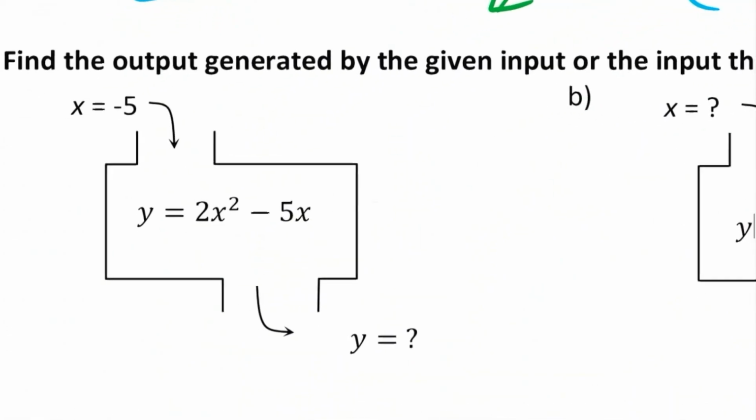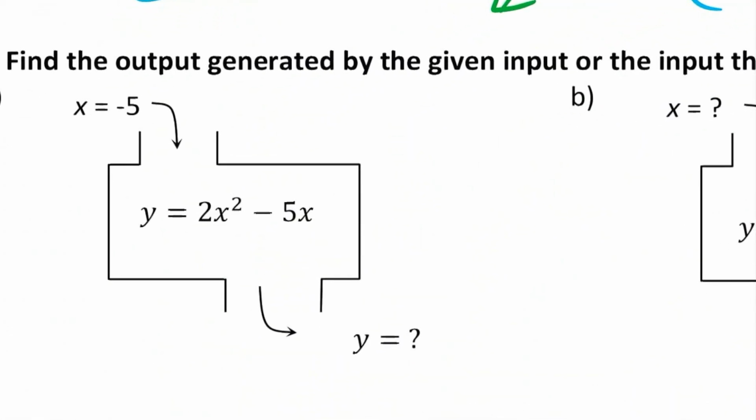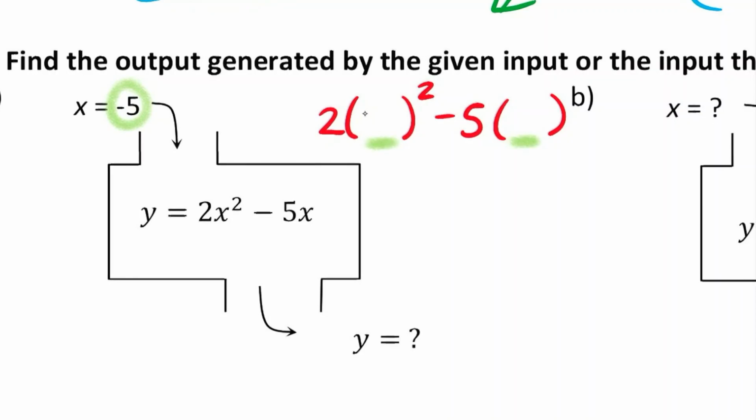Question 5. It says, find the output generated by the given input. Okay, that's this part. So this function's receiving -5. I really want to see this written more often: 2 times a placeholder for x, that's going to be squared, minus 5 times a placeholder for x. The value of x is -5, and it's going to go here, and it's going to go here. I'm going to place a -5 here and a -5 here. When I square that -5, it becomes positive 25, and then I double that, that becomes positive 50.